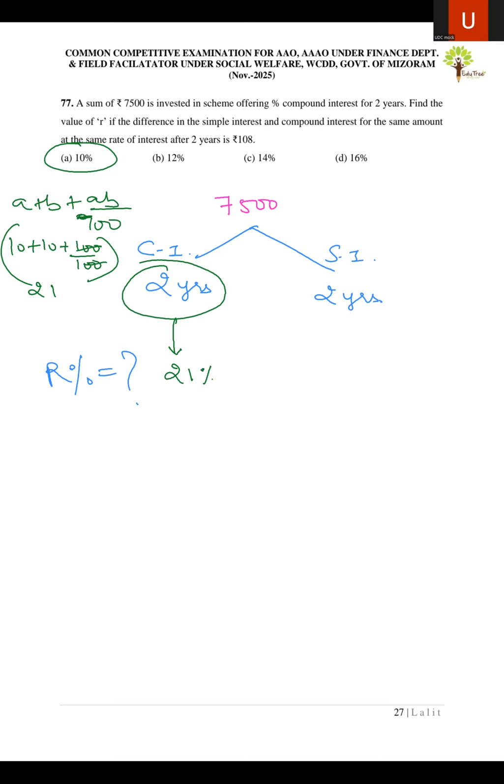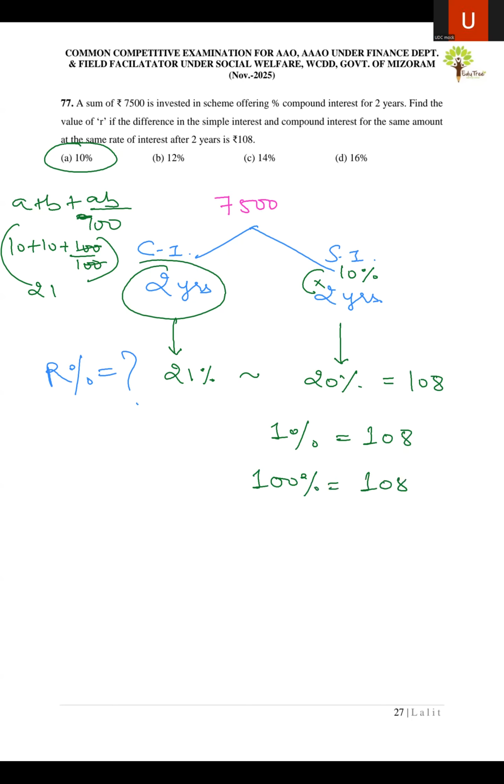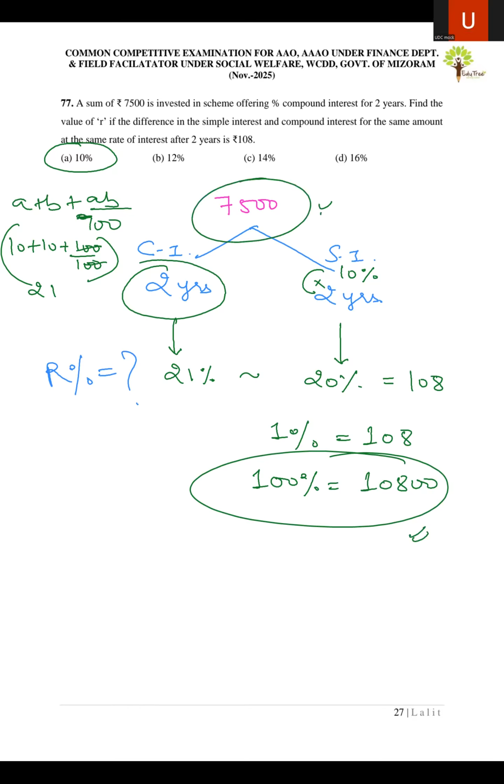If we talk about simple interest, the rate is 10%. For simple interest, we directly multiply them. This is 20%. All right. And then their difference is how much? Their difference is 108. Now see, this 1% is 108. 100% will be how much? It will be 10800. Is the total amount 10800? No, the total amount is 7,500. It means this is not the right answer.